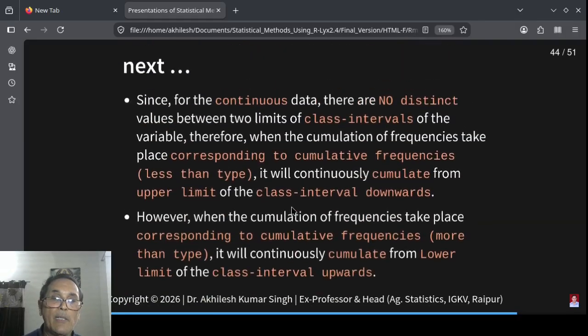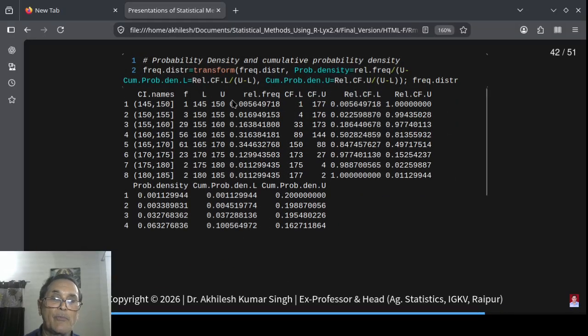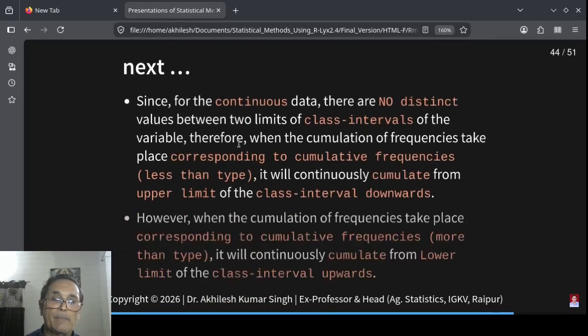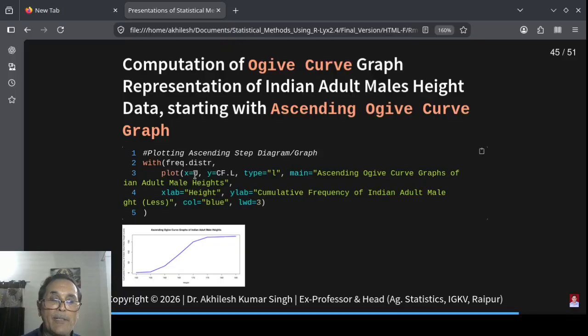Where do we get it? We get it from here, from the previous computations. You see this one. Okay. Going back. So from there we get this one. You see this width frequency distribution I am saying. From that data frame we will get U and CFL both. Type is L because we want line type graphs. And this is the cumulative frequency of less than type.